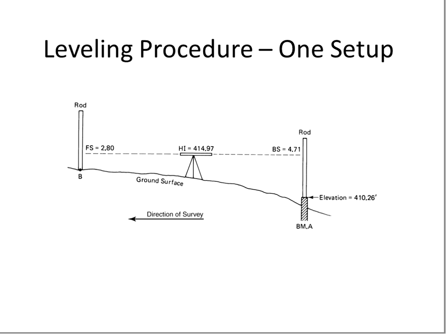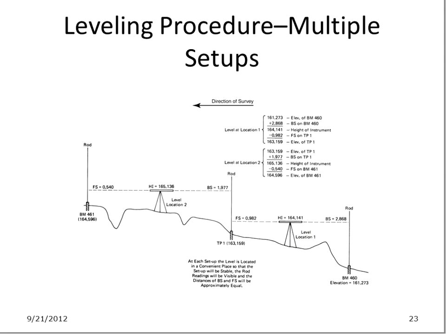Okay, we've gone over some field procedures already. Again, this is just another image of what we've been continuously looking at. It's a single setup of the instrument, measuring from a point of known elevation, benchmark A, heading in this direction to get the elevation of point B. When we do this exercise in the field in a week, you're going to have multiple setups. So you're going to have a starting point of known elevation, and then you're going to carry that elevation to your next point, or you may need to set up a turning point.